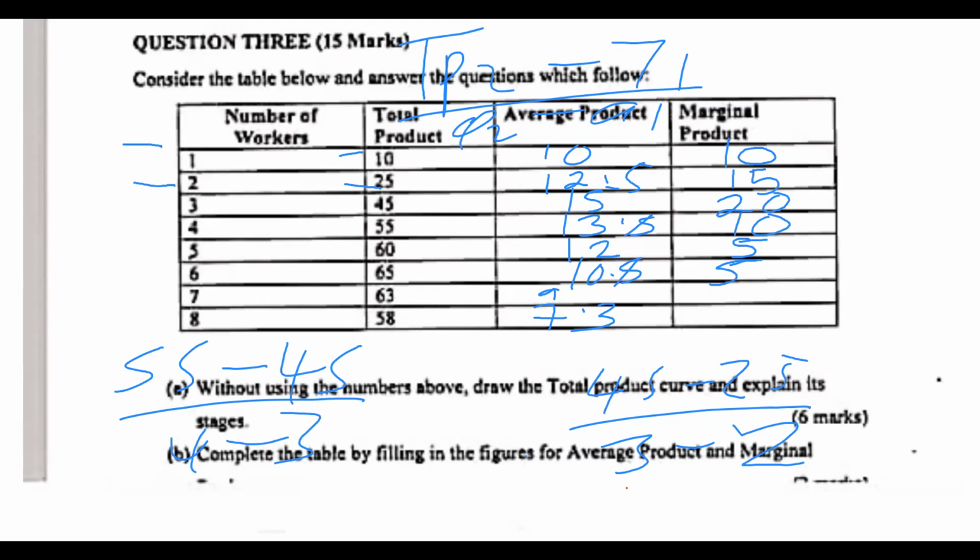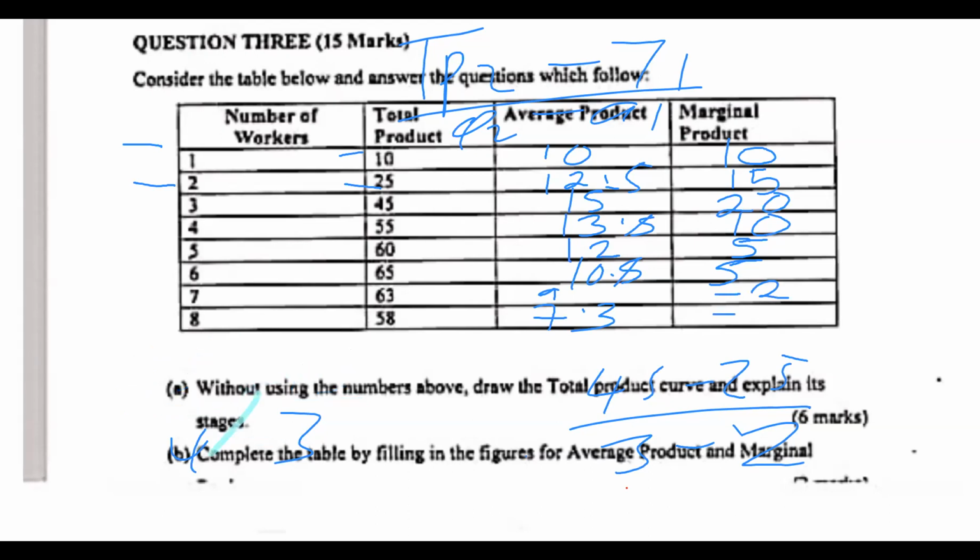Then we have 63 minus 65. This is negative, right? We have negative 2. And the 58 minus the 63, it's negative what?